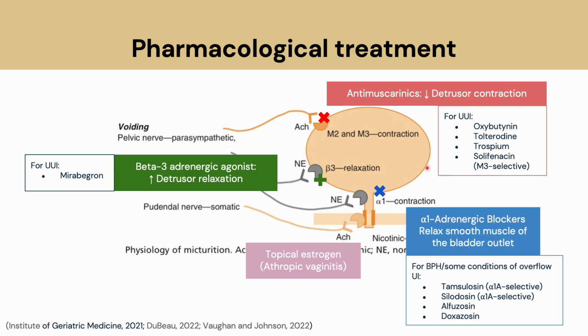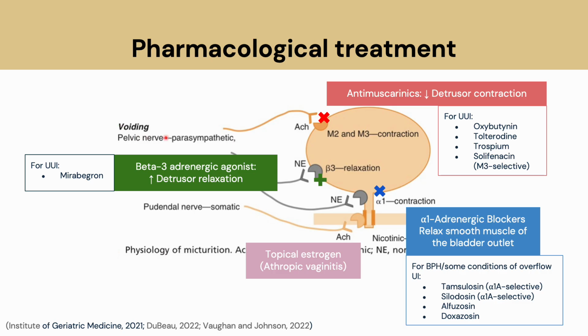When prescribing these medications in older adults, always consider their adverse effects. Antimuscarinics commonly cause anticholinergic effects such as dry mouth, constipation, blurred vision, urinary retention, confusion, and cognitive impairment, and they can increase the risk of falls. The newer agent, solifenacin, may have fewer anticholinergic side effects because it is more M3 selective.